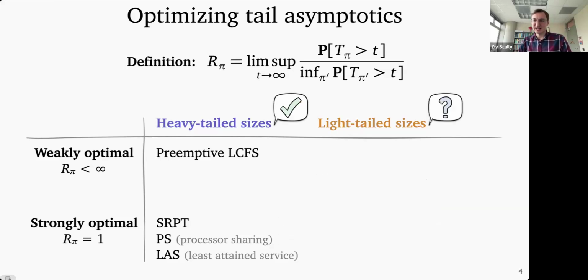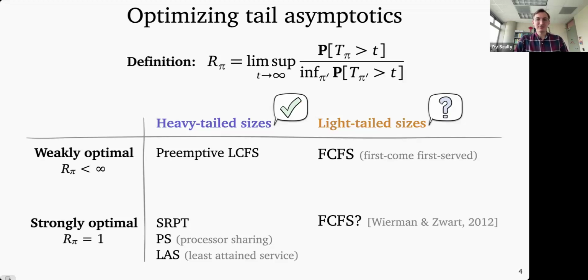How about light-tailed sizes? That's what most of this talk will be about. For light-tailed sizes, for some time, the only known weakly optimal policy was first-come-first-served. So SRPT, processor sharing, and so on are not optimal for light-tailed sizes. You need to do first-come-first-served. And it was conjectured that first-come-first-served might even be strongly optimal.